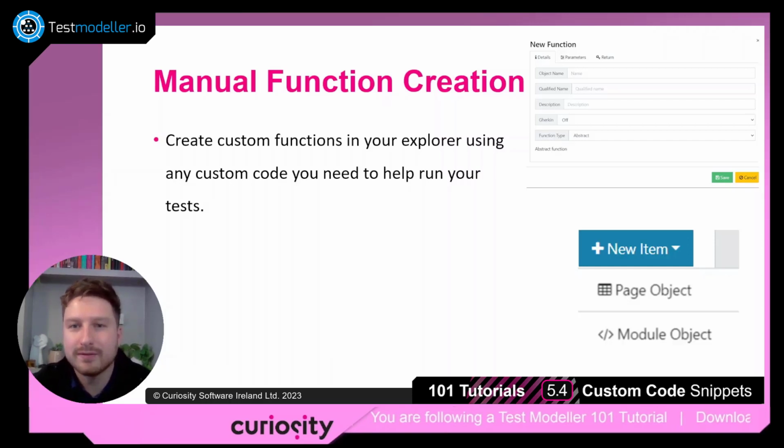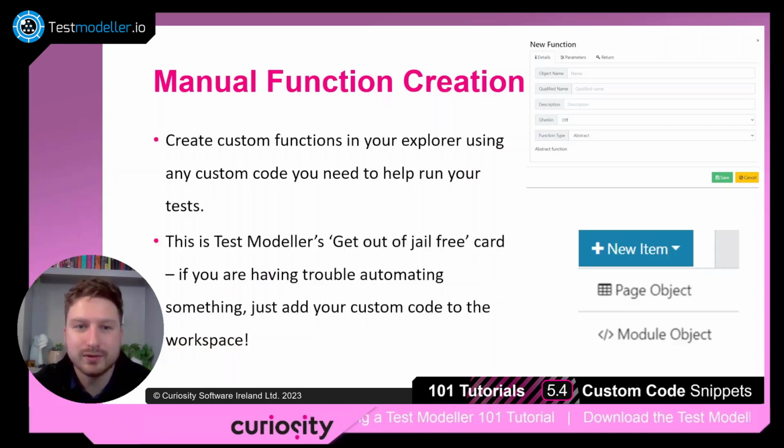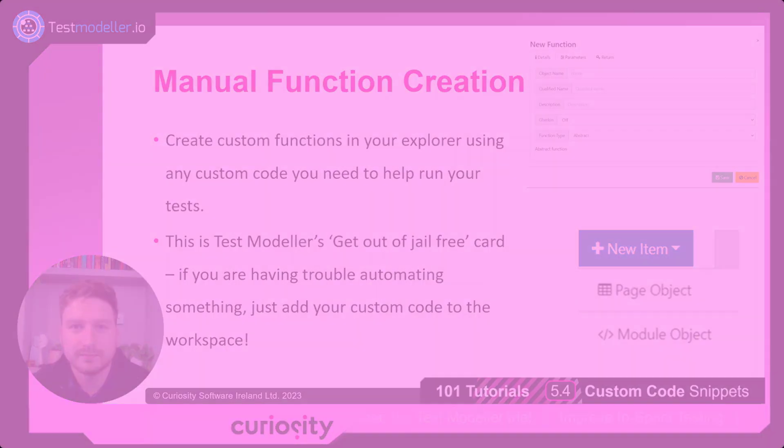For example, if you have a requirement for a sleep or a wait function, you can come in and manually define this inside Test Modeler. This really is Test Modeler's get out of jail free card. If you're having trouble automating something, you can just add the custom code to your workspace, either using the manual method or via importing it through a Git repository.